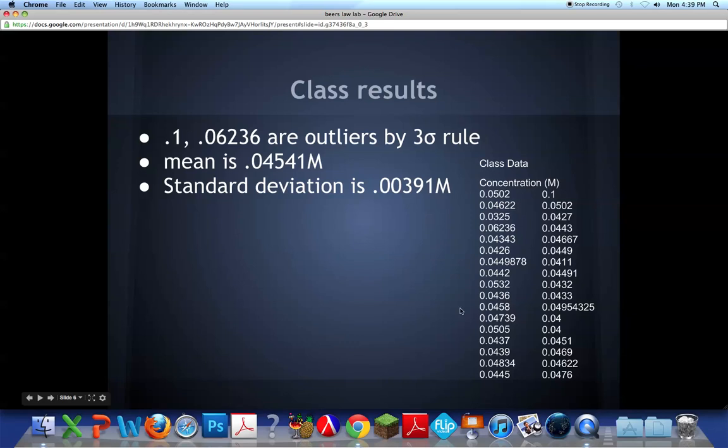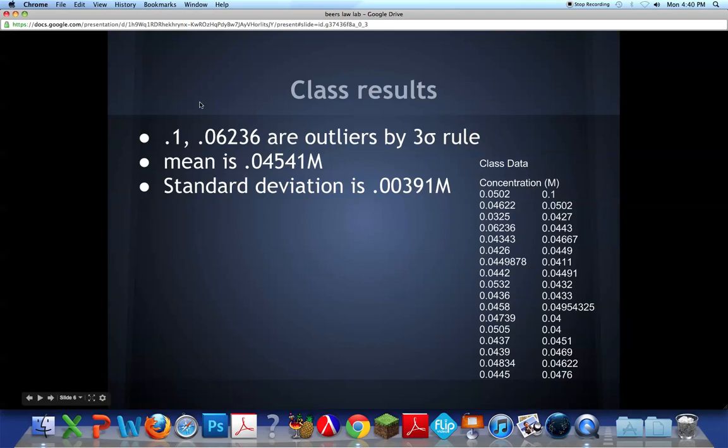So these are the class results that we got online. The class results were updated multiple times, so we're not quite sure which update we used in our math, but they're all fairly similar and should yield similar results, if maybe off by a number or 2. First of all, we had to get the outliers out. The outliers were 0.1 and 0.06.